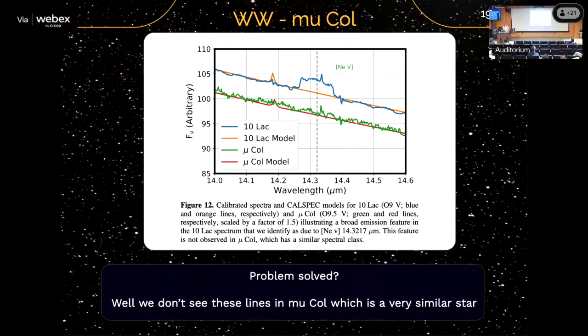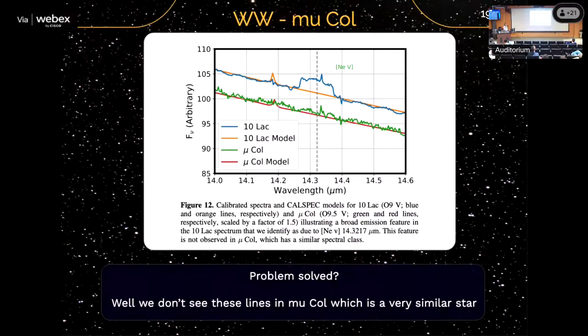Everything's solved and we're all happy. Not quite. So there was another calibration source. This is Mu Col, another late O dwarf, almost the same star as 10 Lac, and you don't see the neon 5 emission line. So you're kind of throwing a spanner in the works a little bit, and we're wondering, is this really a general solution to this issue, or is it just something weird going on with 10 Lac?